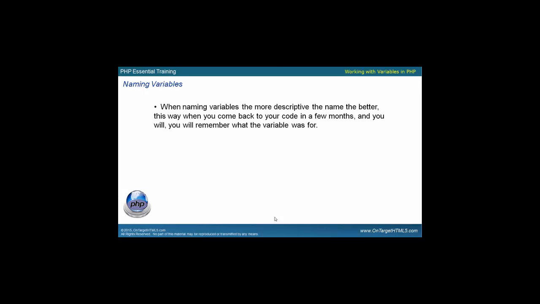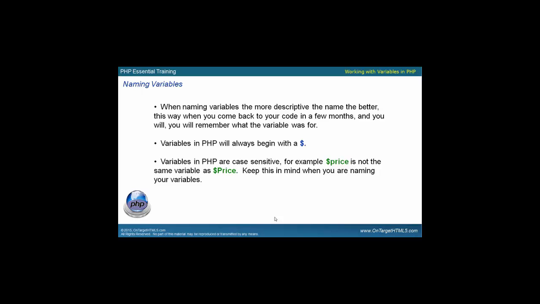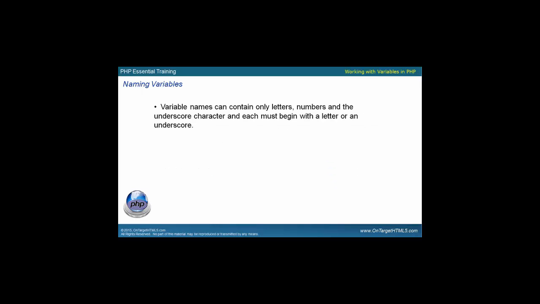So let's talk about naming variables in PHP. When naming variables, the more descriptive the name, the better. This way, when you come back to your code in a few months, and you will, you'll remember what the variable was used for inside your code. Variables in PHP will always begin with a $. Variables in PHP are case sensitive. For example, $price is not the same variable as $Price with a capital P. Keep this in mind when you're naming your variables. Variable names can only contain letters, numbers, and the underscore character, and each must begin with a letter or an underscore.